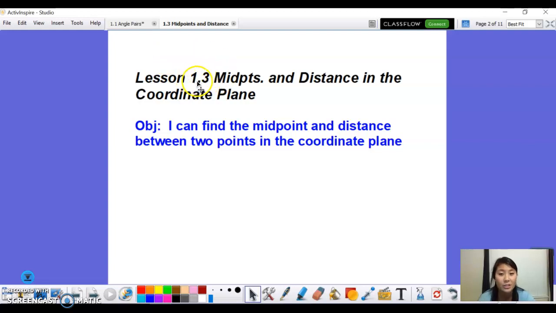We're actually moving on to sections now, so we're at 1-3, midpoints and distance in the coordinate plane. And we're going to find the midpoint and distance between 2 points in the coordinate plane. You don't have to write what's in blue, but definitely write what's in black. And you might need to pause it.